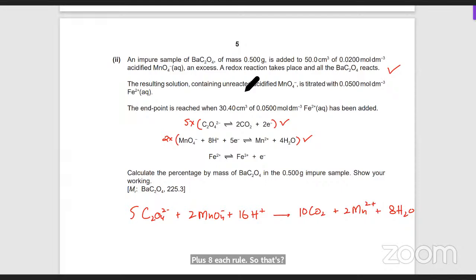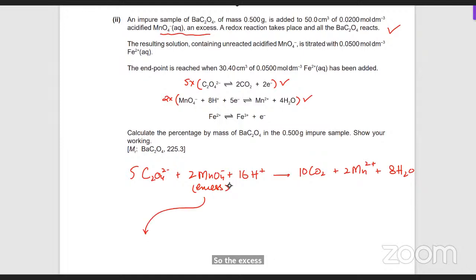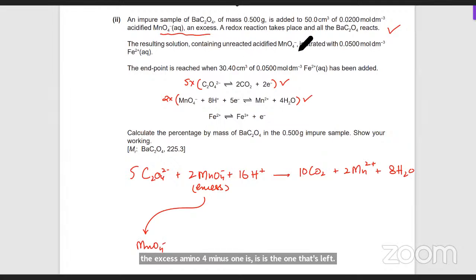Then he says all the C2O4 reacts. So if all the C2O4 reacts, he added MnO4 in excess. That means after the first reaction is over, the excess MnO4 -1 is what is left. So you have MnO4 -1 left over. The unreacted MnO4 is titrated with Fe2+. So that's the first reaction. Okay, let's rub this off.